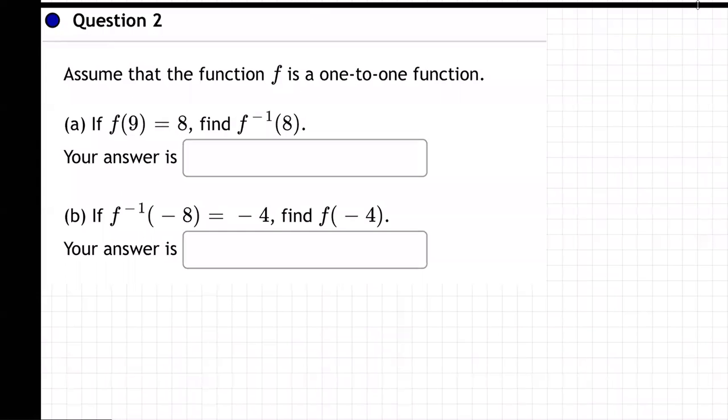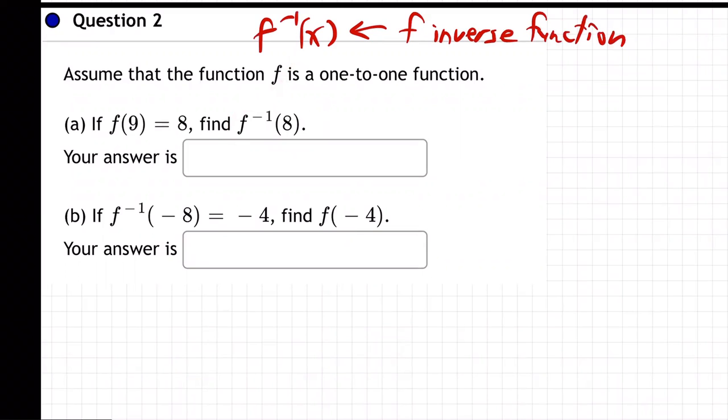So on this question, they are talking to us about the new notation, that little -1 thing up there. Let me tell you what that means. When they put f -1 like that, that means f inverse function. That little -1 power on a function means the inverse function, which is the opposite function. Let me make clear what we're talking about.